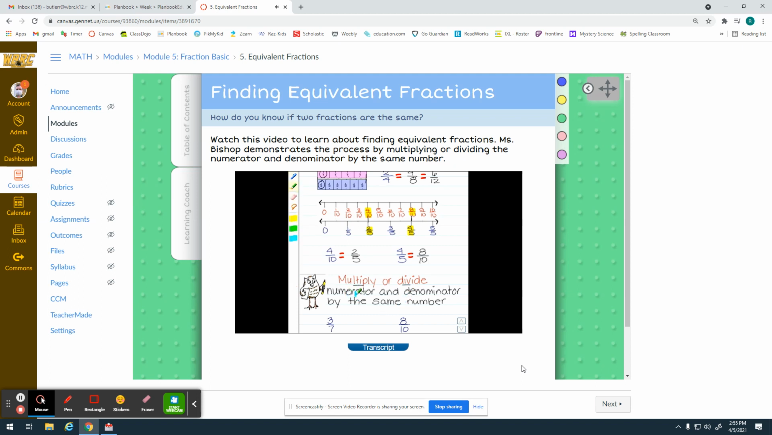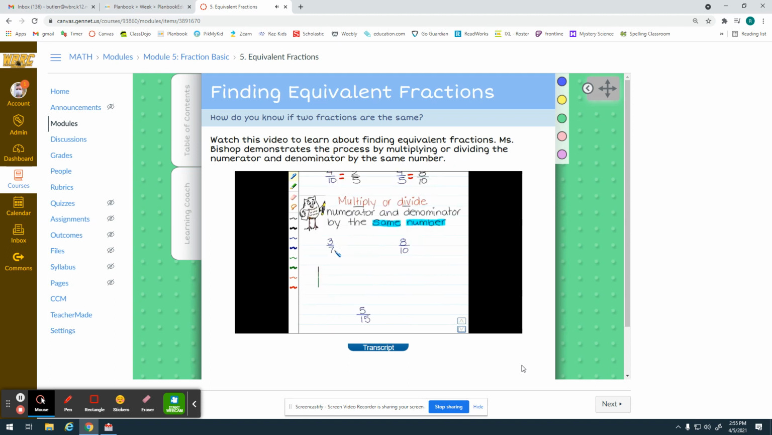And what we do there is we multiply or divide the numerator and denominator by the same number. Let's look at that. Here we have 3 sevenths. So we want to multiply or divide by the same number. So we can multiply by, let's say, 2. If I multiply the top by 2, I multiply the bottom by 2, the numerator and the denominator. So now I have 3 times 2 is 6, and 7 times 2 is 14. So 3 sevenths is equivalent to 6 fourteenths.